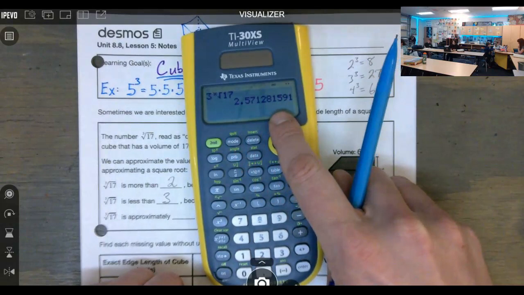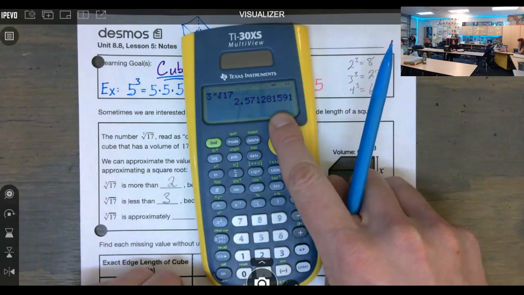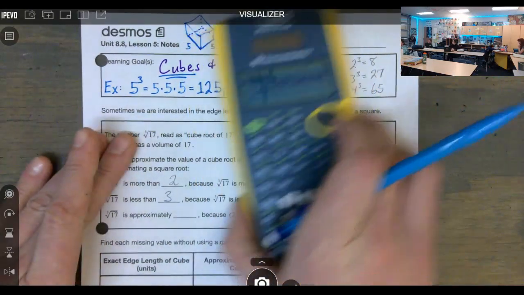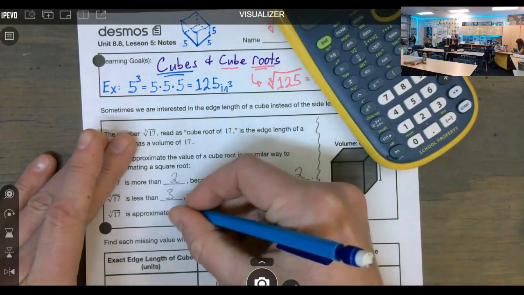Ugly. What do we call this number aside from calling it ugly? Irrational. Irrational, because it is not one of the perfect ones.